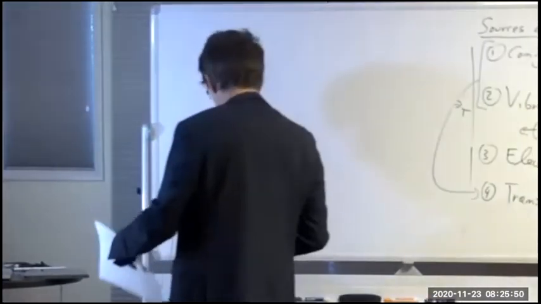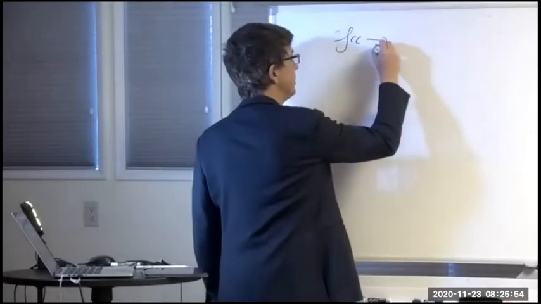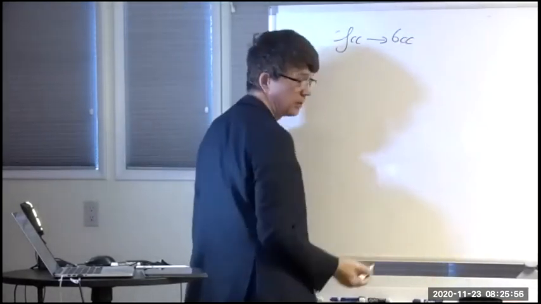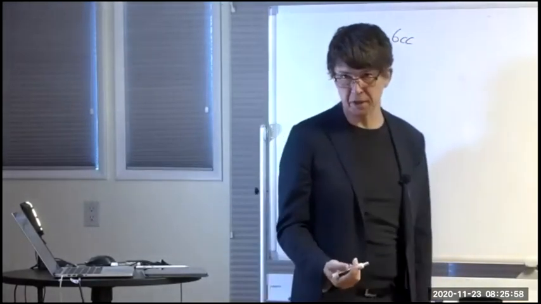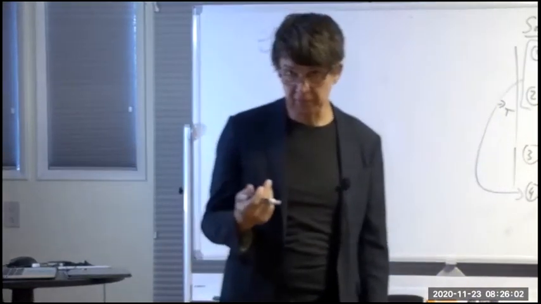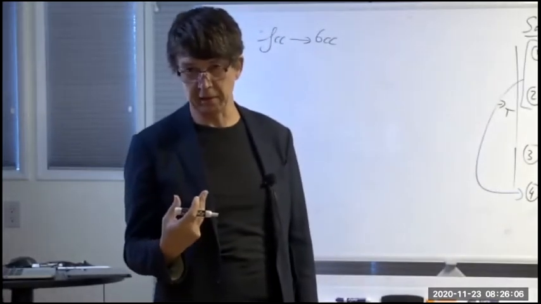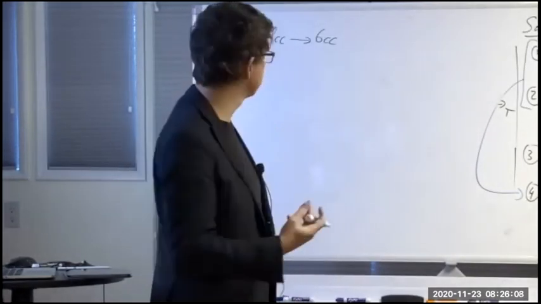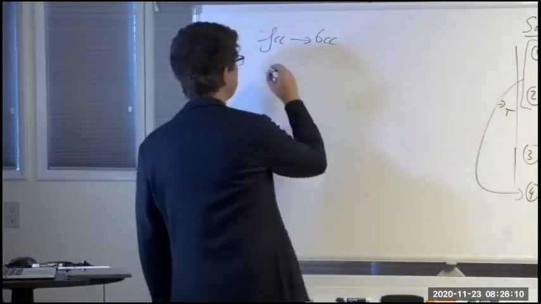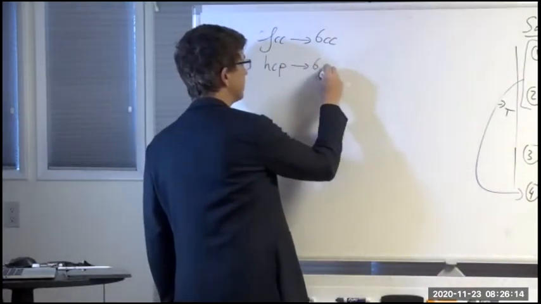So in many cases, you will see things like FCC to BCC. Because FCC is close packed, BCC is not. So BCC, because it's not as close packed, tends to be slightly less stiff. So it tends to have slightly lower elastic constant. And so you'll often see transitions like FCC or HCP, which is as good as close packed, to BCC.